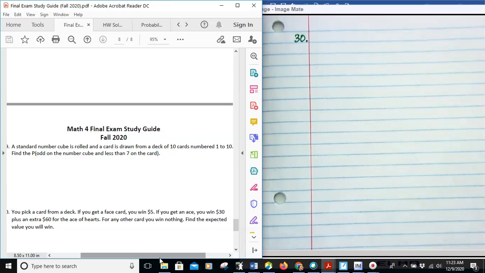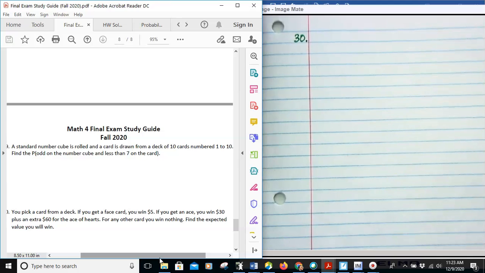So this last one says, you pick a card from a deck. Just one card. If you get a face card, you win $5. If you get an ace, you win $30. Plus an extra $60 if you get an ace of hearts, though. So if you get an ace, you get $30. But if you get an ace of hearts, it's $30 plus that $60. Any other card, you get nothing.